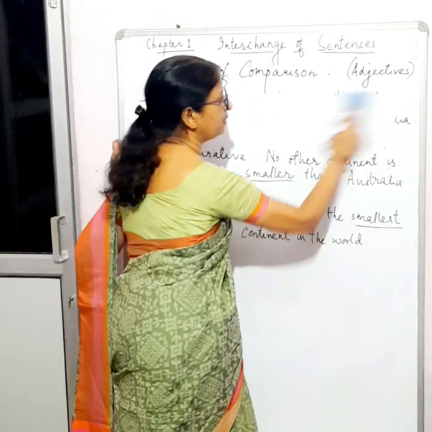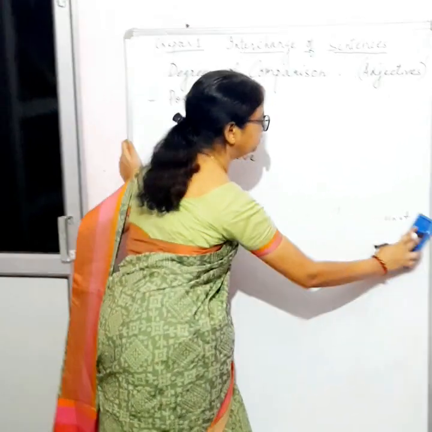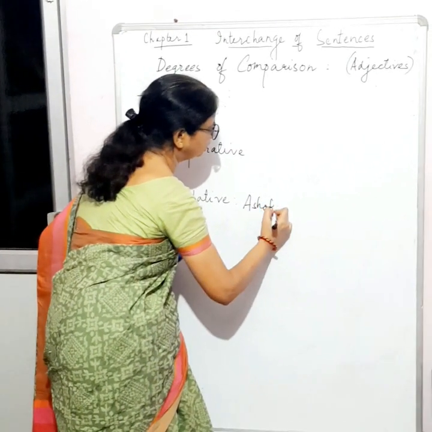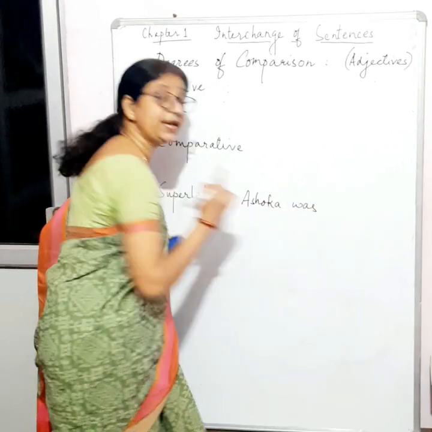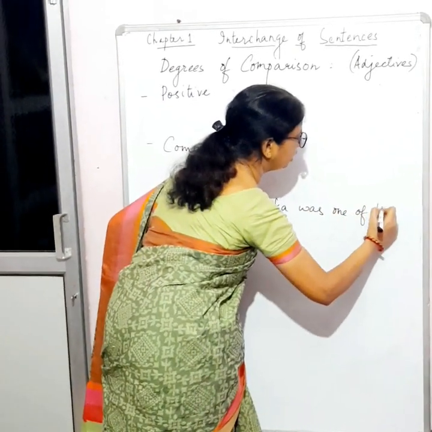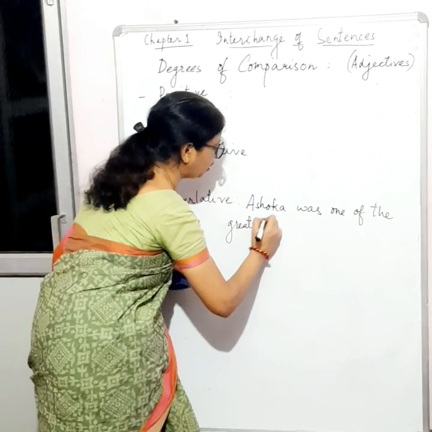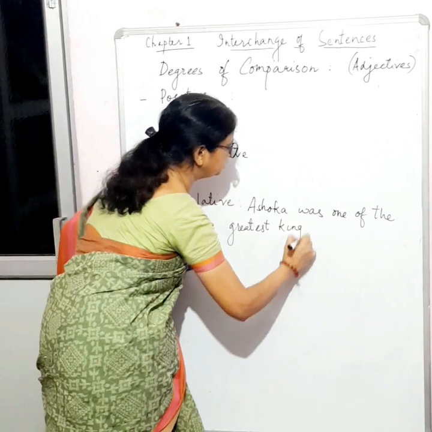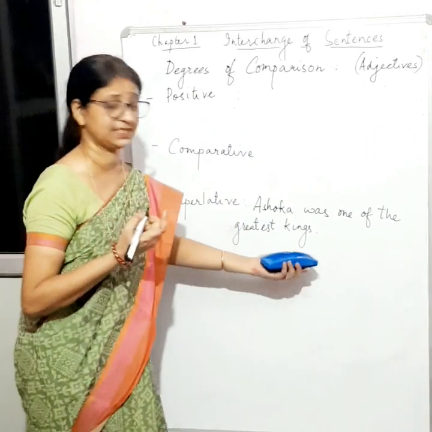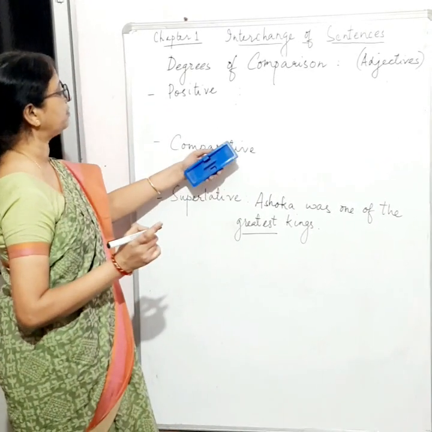Okay. Now one more example let me give you. Ashoka was one of the greatest kings of India. So this is superlative degree. We shall change it to comparative degree.